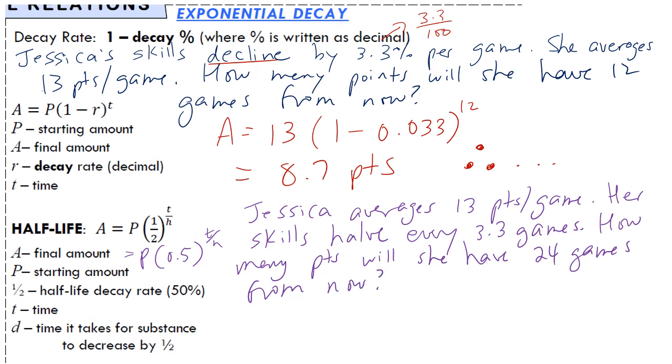We know it's half-life because it has the word half in it, or halve, or skills halve. So we know we're using this formula. A equals starting amount, which is 13. We'll assume you don't like fractions, so I'll put 0.5 in there. And then time, 24, over doubling time, which it says it takes 3.3 games for her skills to erode by half. Do not forget to do the exponent first.